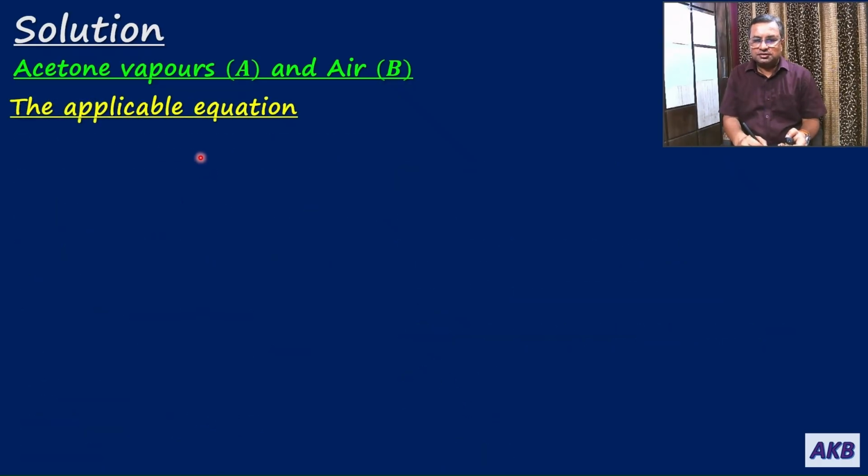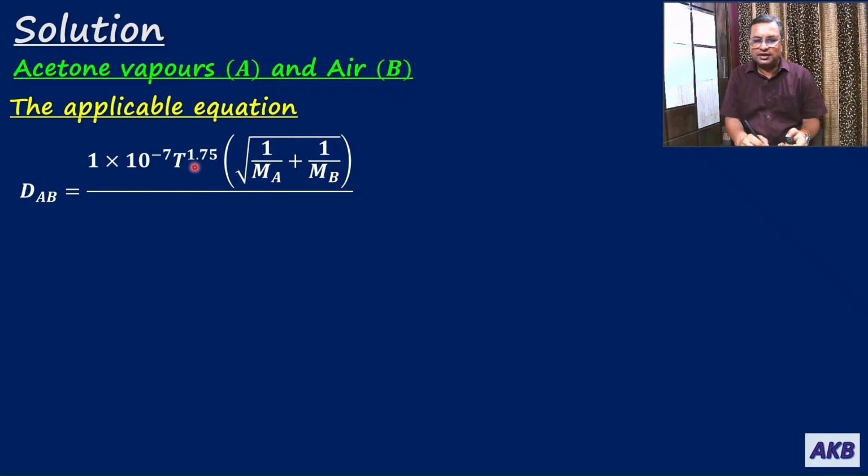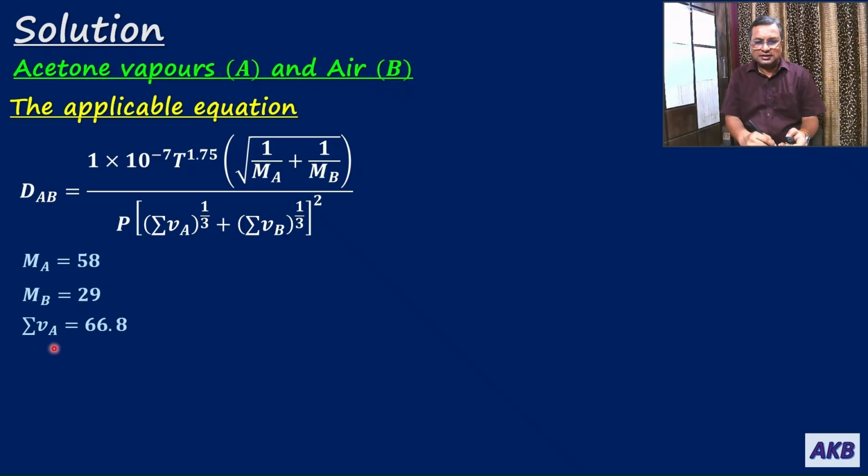The applicable equation, that is the equation proposed by Fuller and his co-workers. The equation is DAB is equal to 1 into 10 to the power minus 7 T raised to 1.75 into under root of 1 upon MA plus 1 upon MB divided by P into summation of VA raised to 1 by 3 plus summation of VB raised to 1 by 3 and square of this sum. So MA in this case is 58, MB is 29, summation VA we got it earlier, it is 66.86, summation VB is 20.1, temperature is 273.15 Kelvin, pressure is 1 atmosphere.